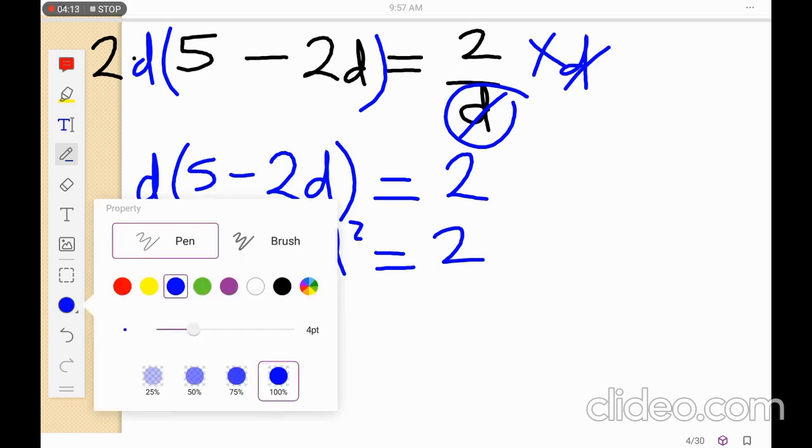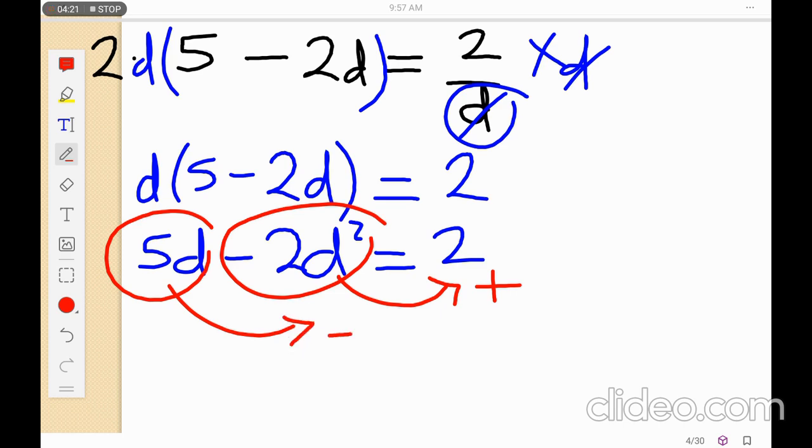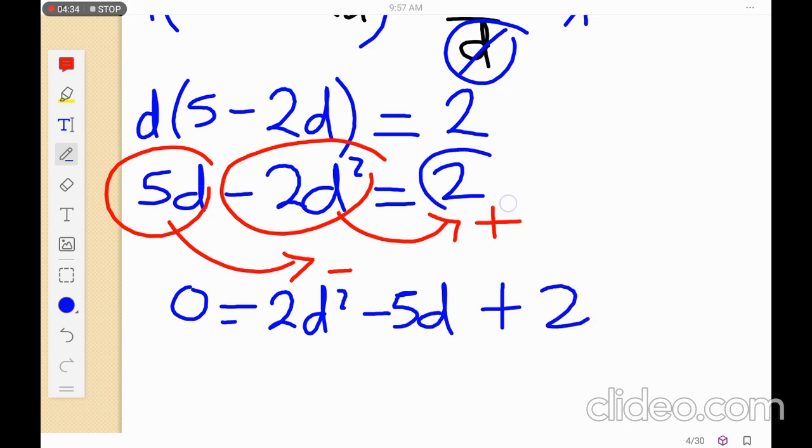Now I'm going to solve this one by taking this one to this side so that it becomes positive, and even this one becomes negative. So let's do that. When I do that, I'll have 0 is equal to 2d squared, then minus 5d, then plus 2. That's how we are going to do that.